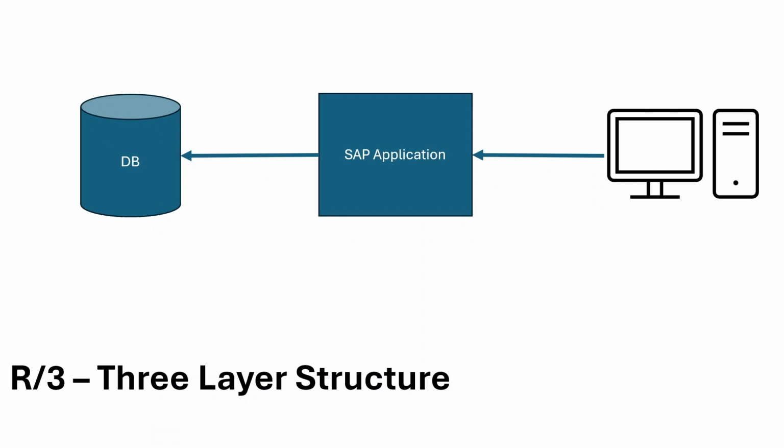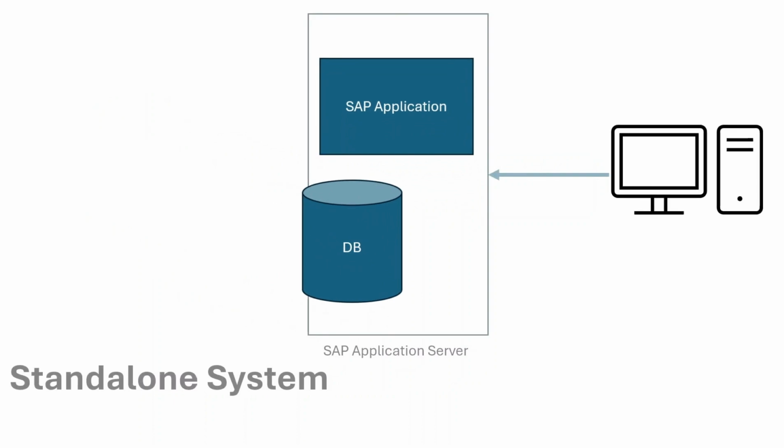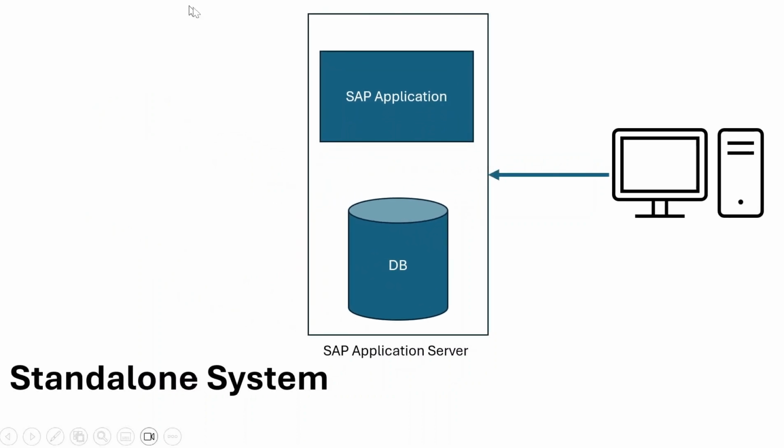It's a three-layer architecture. It is not specific to SAP, many other systems use it. This is a global architecture. Even our website uses the same thing. Now, the SAP application, the software which you install, and the DB can be put in the same server. I can get a server, install my database inside it, and install my SAP application. This is called a standalone system.